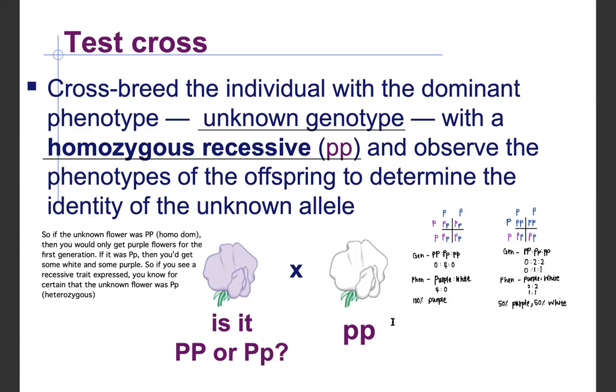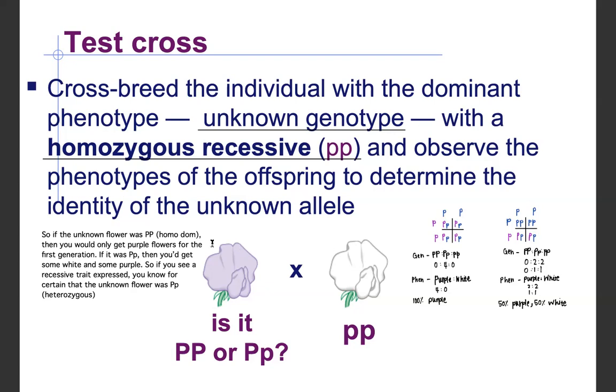So what we do then is we continually crossbreed these two plants. If at any point they produce a white offspring, we know without a doubt that this must be heterozygous. Because if this was homozygous dominant, they would never produce a white offspring. They would only produce heterozygous offspring, which are fully purple.